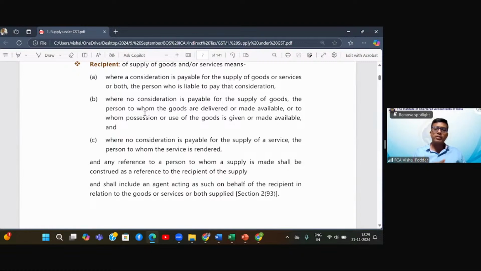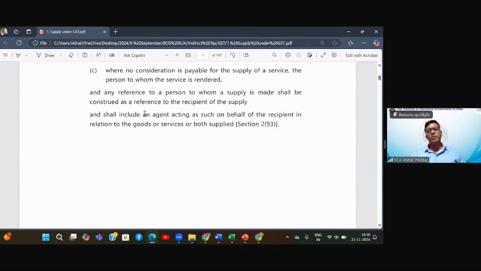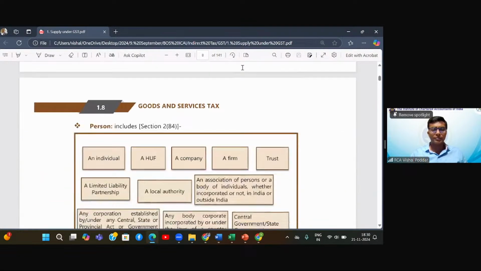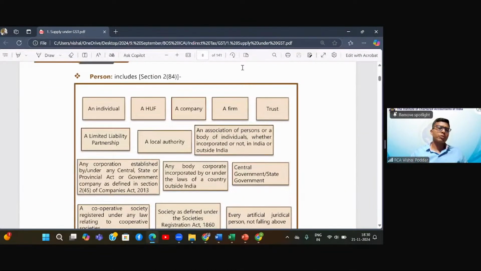So first is A, where the supply is for a consideration, recipient is the person liable to pay. B and C, where it is a free supply, then the recipient is the person to whom the goods are delivered or to whom the service is supplied. Fine. And it also includes the agent. Then person includes all these persons.